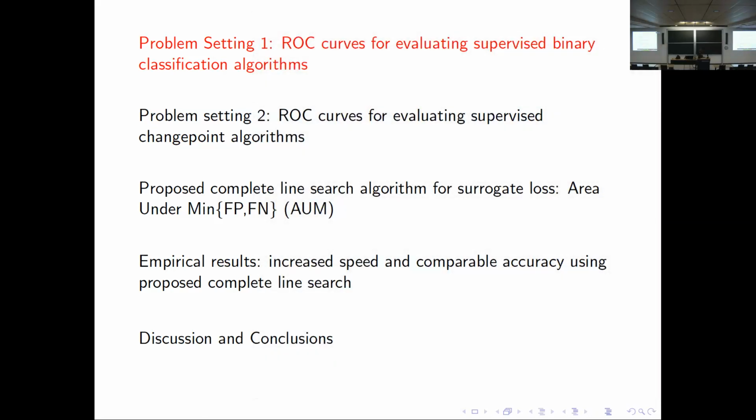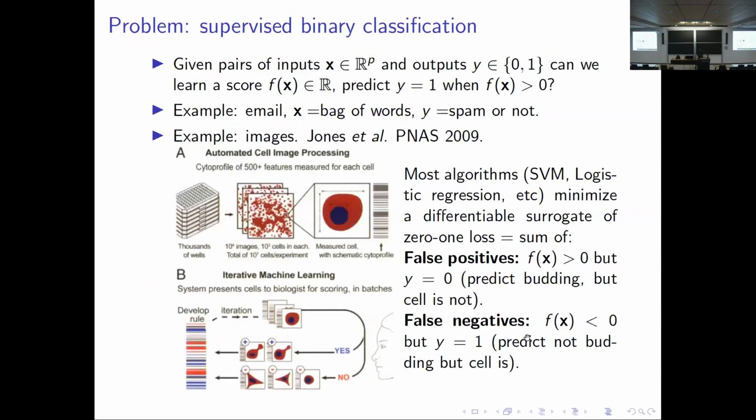Okay. So in the first part of the talk, I'm going to be telling you about ROC curves, which are useful for evaluating supervised binary classification algorithms, which you probably are familiar with. In supervised binary classification, we're given pairs of inputs X with outputs Y, where the X vectors are typically P vectors of real numbers, and the outputs Y are typically coded as 0 or 1. We want to learn a function f of X, which outputs a real number, and we predict a positive label Y equals 1 when f of X, a predicted score, is positive.